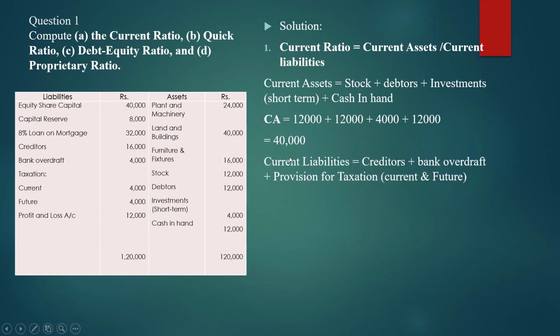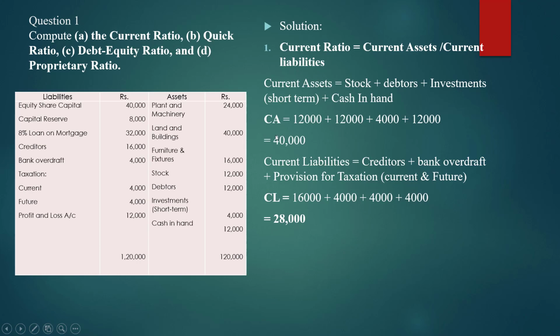Next is current liabilities. So current liabilities are creditors plus bank overdraft plus provision for taxation. Both current and future have to be taken into consideration. So on the liability side, we have seen current plus future, so we have to take both for calculating the current liabilities. So we'll see the values. First is creditors 16,000, bank overdraft 4,000, taxation 4,000 current and 4,000 future. After adding up all this, we got the value of current liabilities as 28,000.